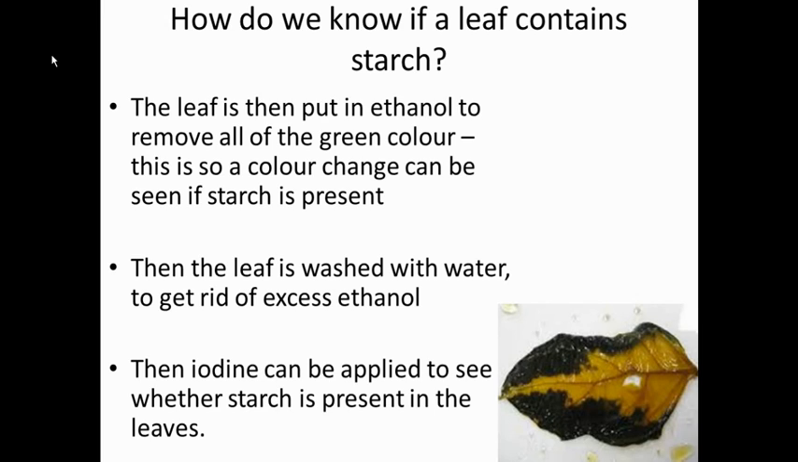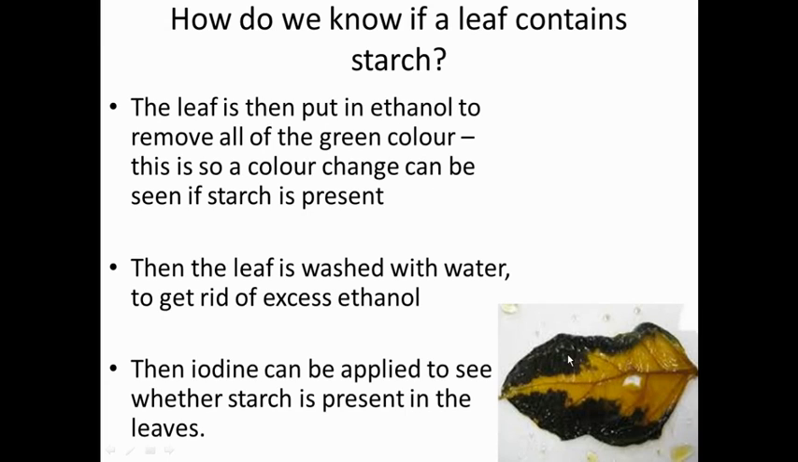So the leaf is then washed with water to get rid of excess ethanol. Sometimes it's put back into the boiling water to get it off. Sometimes it's just rinsed off. Okay. And the leaf is generally put onto a white tile. Again, this is so that the iodine can be applied and you can see the colour change. So the iodine can be applied to see whether the starch is present in the leaf or not, okay? And you can see this picture here.